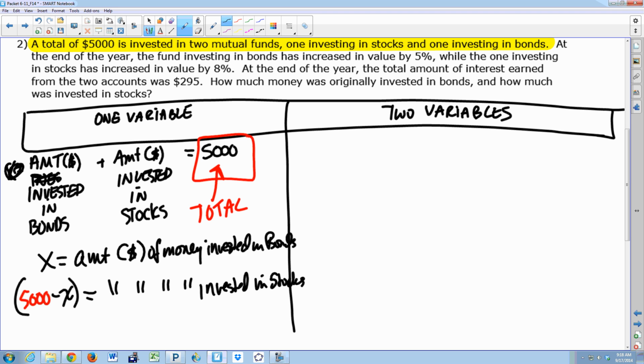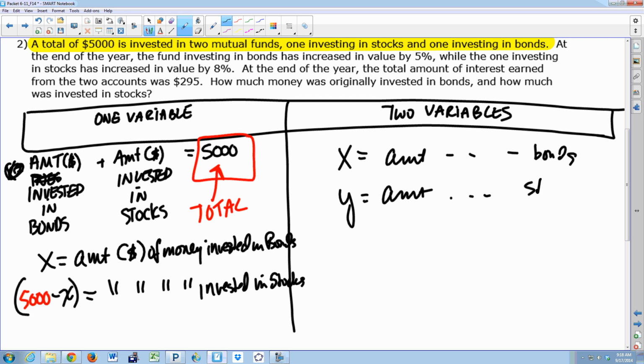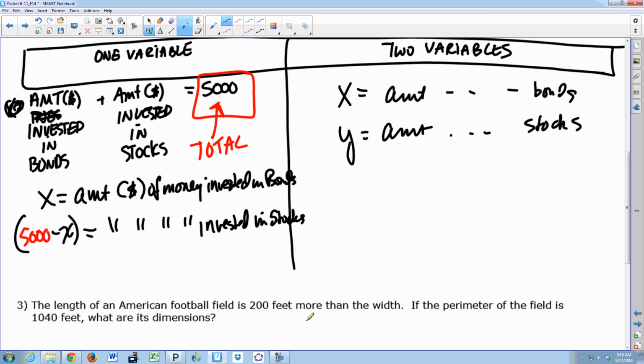How do you do it with two? You say the same thing, but you do this. You say X is the amount in bonds, and Y is the amount in stocks. That's the only difference at the beginning. Now, when you're doing two variables, you have to represent that first phrase equation we did here. The amount invested in both is 5,000. That's how you get your very first equation in your system. We've got to come up with another equation. So you've got two things going on here: the total amount of money you've invested and the total amount of interest.